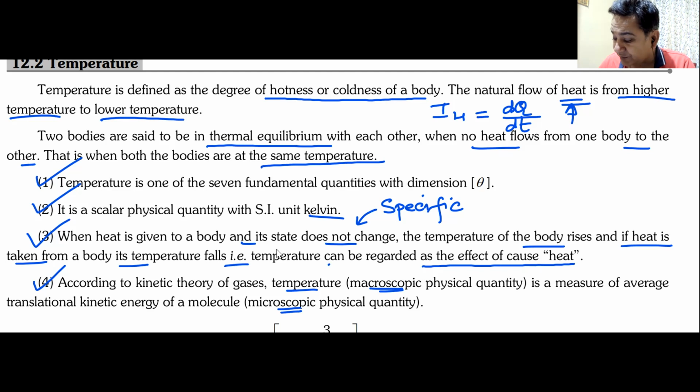One example is given here: temperature. Temperature, pressure, volume. All these are macroscopic, larger properties of a gas. Now this temperature, pressure and volume.